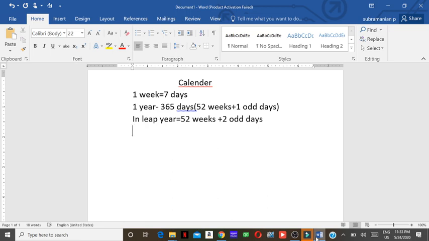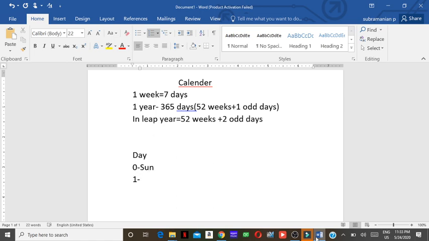So we want to know about three things: day, month, and year representation. So we are going to see about that in today's class. First we are seeing the day. Okay. Day representation. Zero is represented as Sunday.